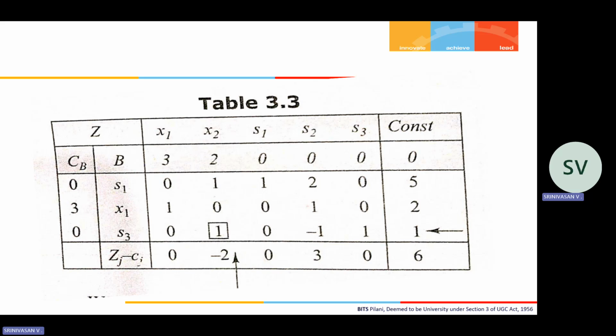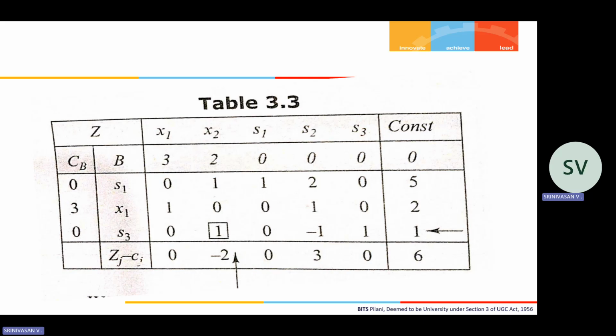Okay, now you check the Zj minus Cj, whether all of them are positive. No, there are zeros and positive values, but there is one negative value. Even if there is one negative value, you need to do it again: identify a pivot column, identify a pivot row, and then do about the same process. You go for one more iteration. Okay, so this second column is now the pivot column. Now you have to find out the pivot row.